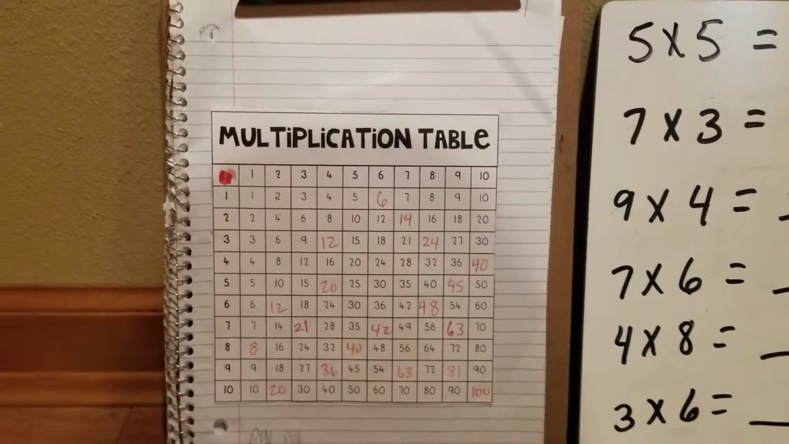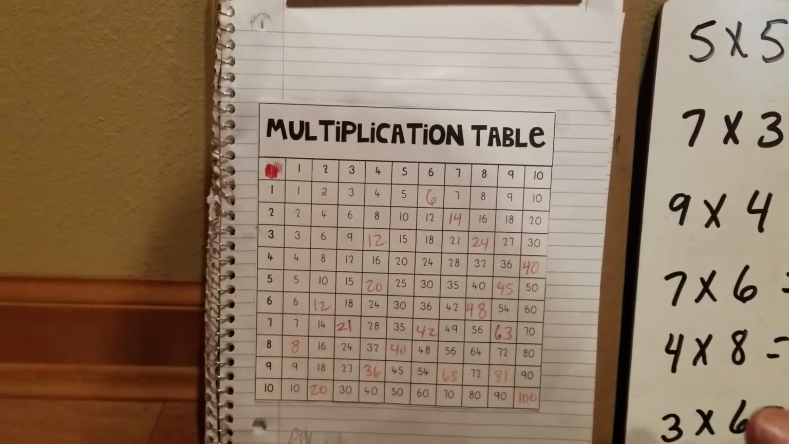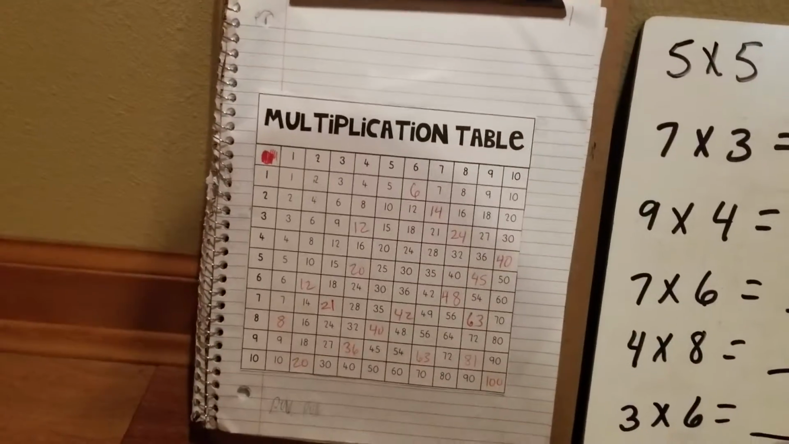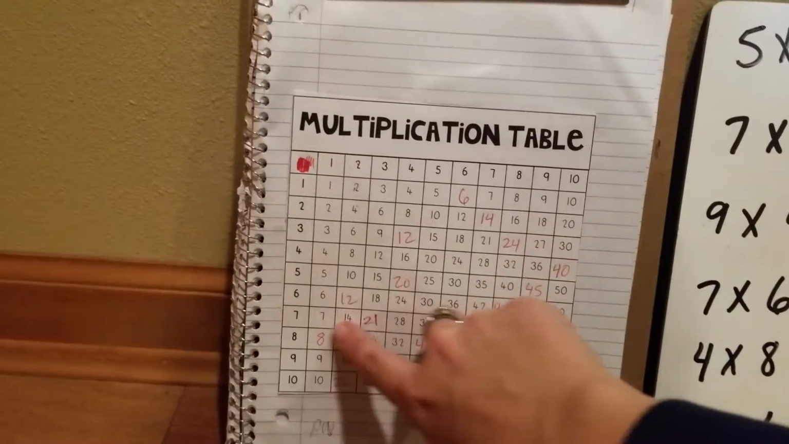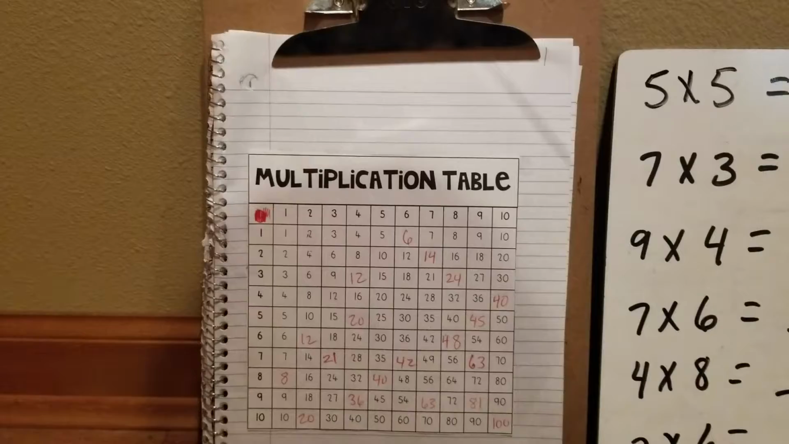So again, my camera work is not the very greatest, and we're going to be moving back and forth between the multiplication table and what you see here. Sometimes I'm going to have to set this down in order to use two hands to touch the multiplication table. So pause as you need to.